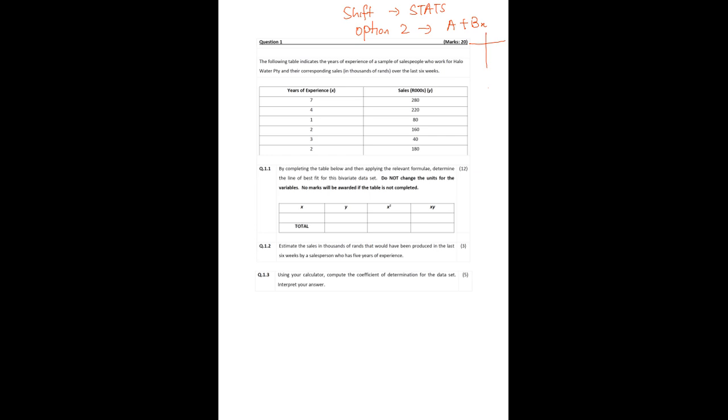Then you'll enter each X value. So you'll press 7 equal to, 4 equal to, 1 equal to, 2 equal to, 3 equal to, 2 equal to. Use that circle at the top. Use the right arrow to navigate to the next column. And then you'll enter all of these. So 280 equal to, 220 equal to, 80 equal to, and so on. Once you're done, you will press the AC button. So number 3 is to press the AC button on your calculator.